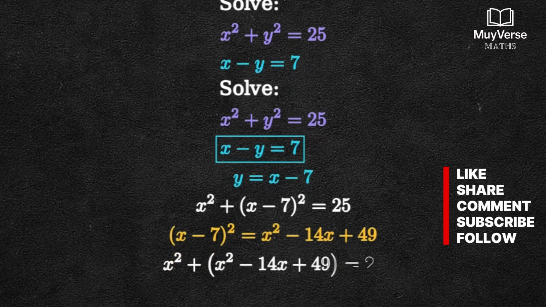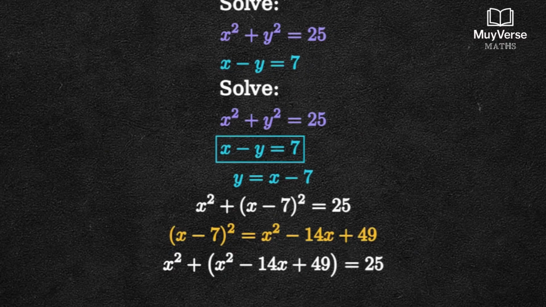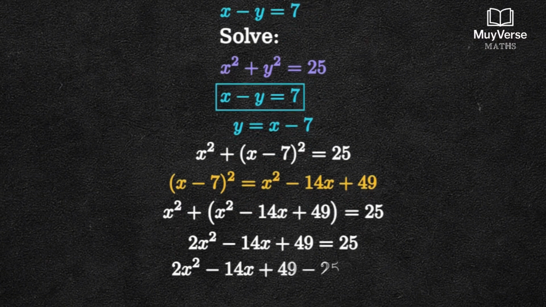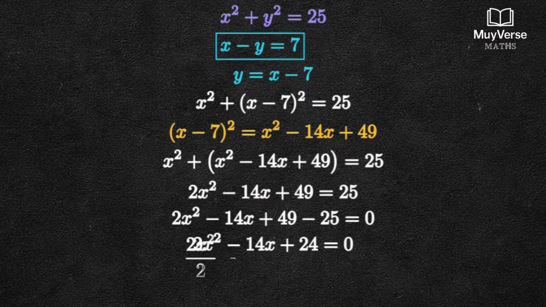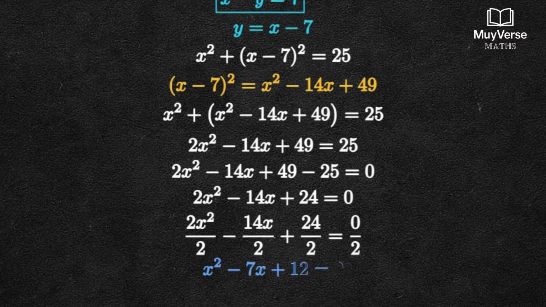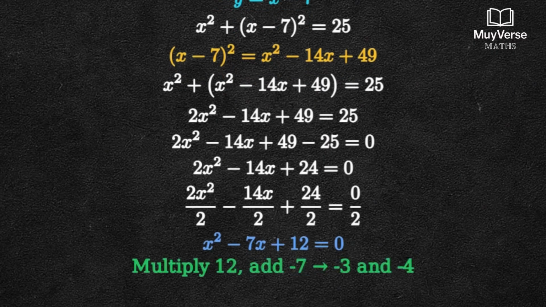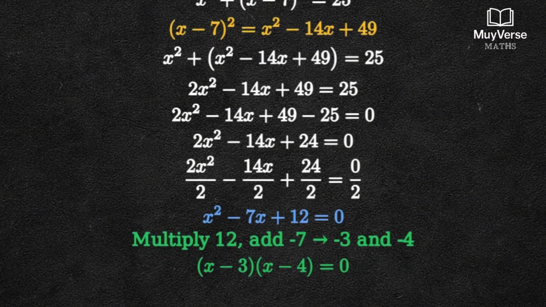Replace it back into the equation. Combine like terms. 2x squared minus 14x plus 49 equals 25. Subtract 25 from both sides. Divide everything by 2 to simplify. Factor the quadratic. We want two numbers that multiply to 12 and add to -7. Those numbers are -3 and -4. So the factorization is (x minus 3) times (x minus 4) equals 0.